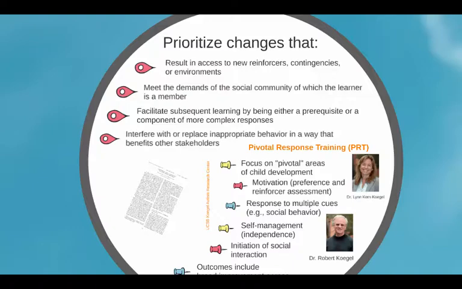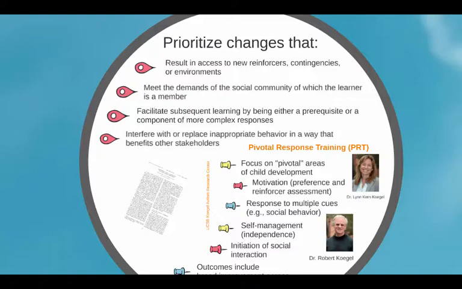We also need to prioritize goals and objectives that meet the demands of the social community of which the learner is a member. So if the person's in a school-based context, then that person's changes, their performance, their behavioral shifts need to meet the demands of the social community. So therefore, I may be focusing on academic skills of the person, or I may be focusing on the social skills of the person, or the person's capacity for behavioral regulation.